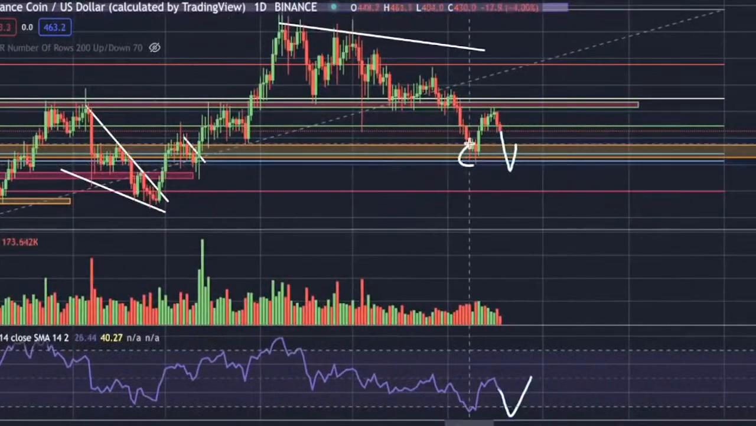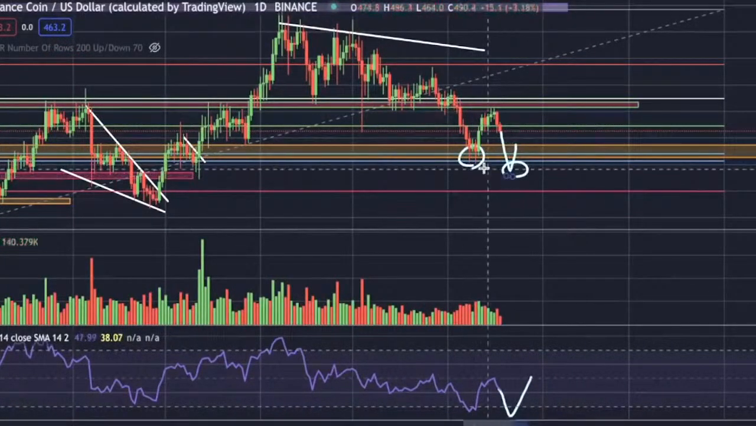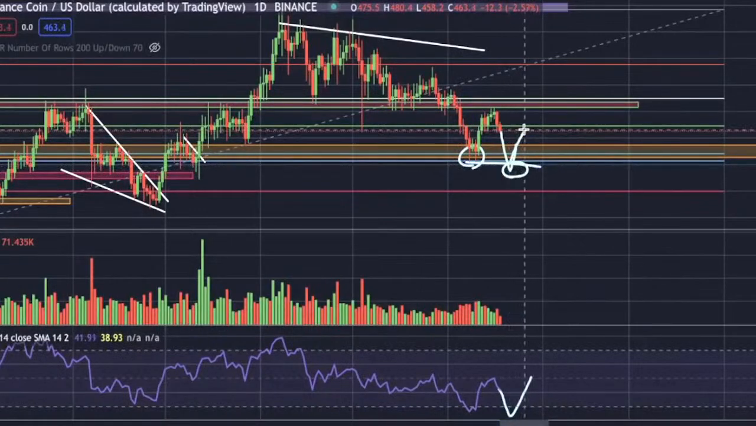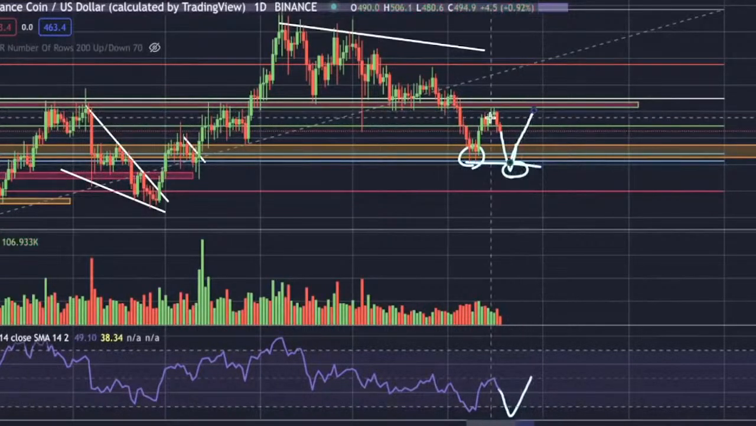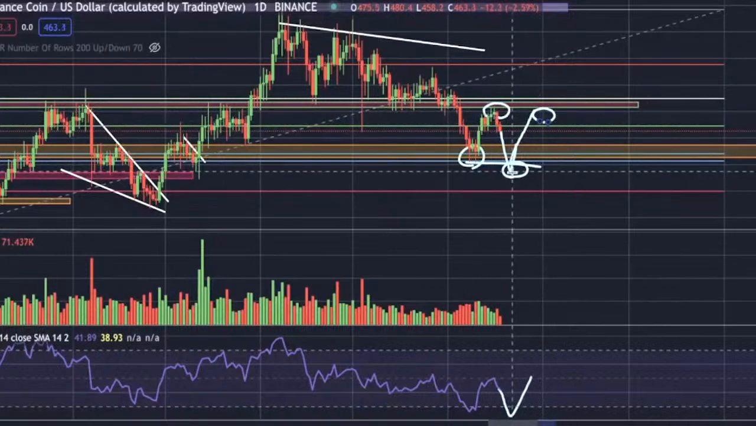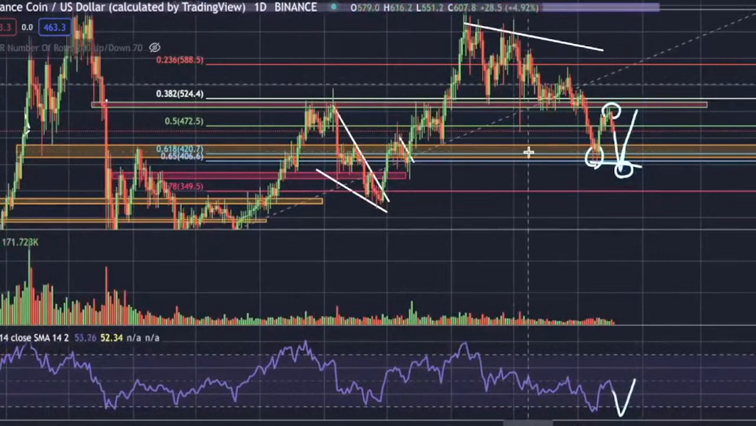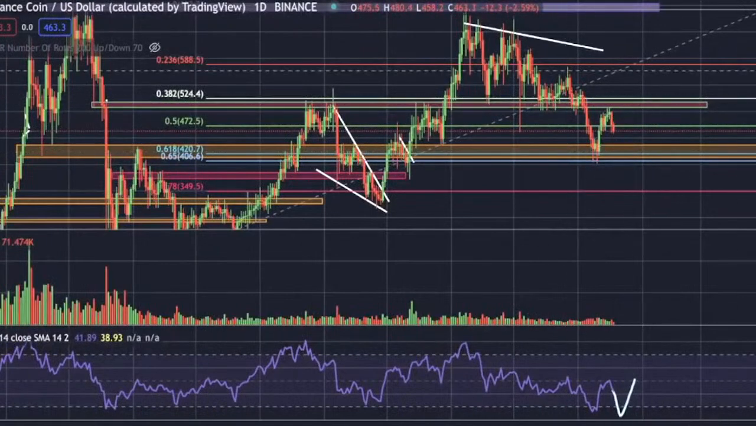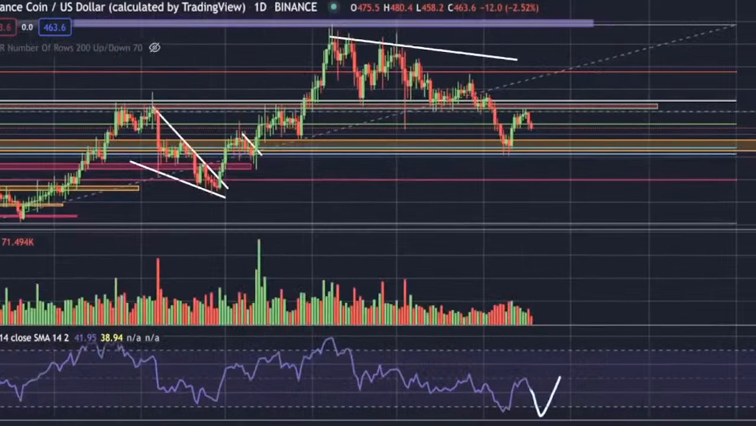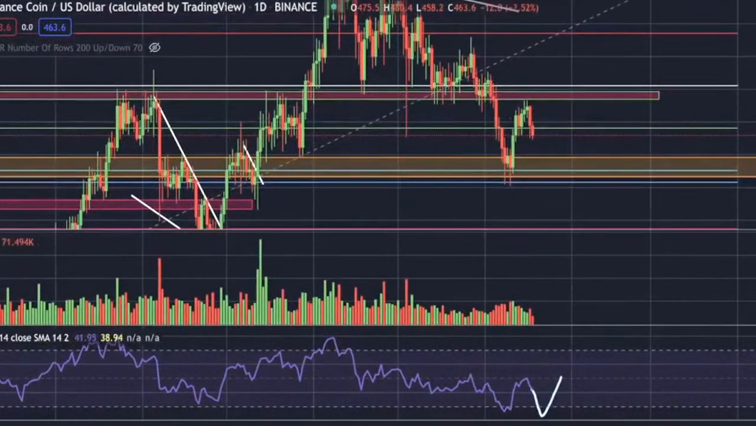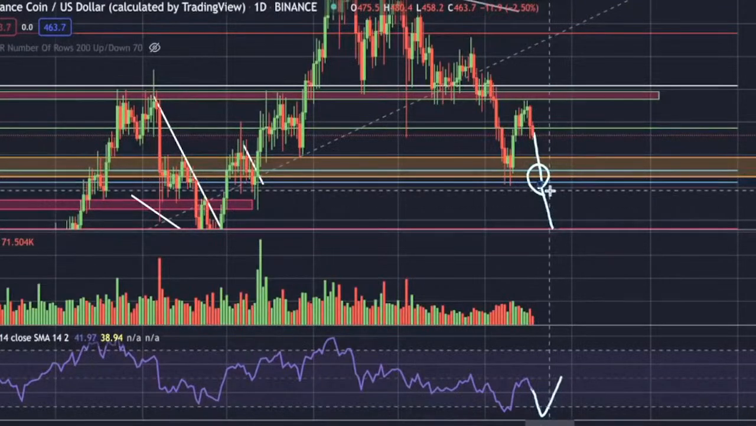If you do print a couple of wicks like this, slightly below this range, I would say buy in, and very likely you are going to retest these highs, right? You're going to have potentially that kind of movement. But I would wait, okay? Because I already see you guys catching the falling knife, and you might drop lower.